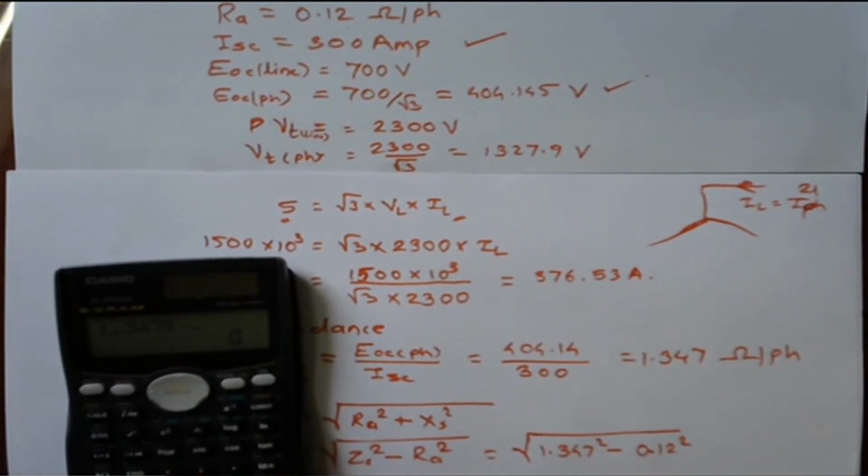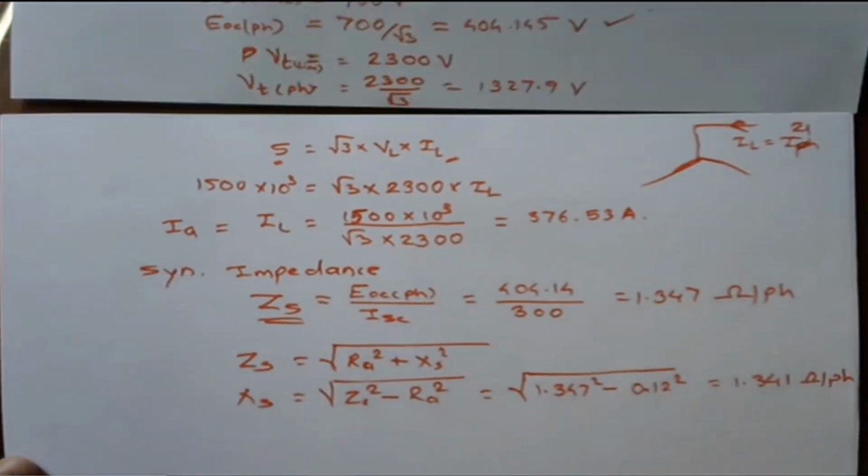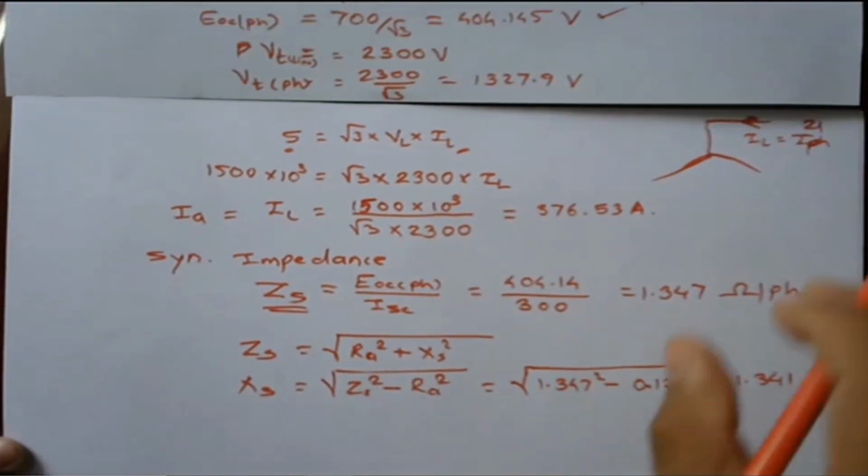1.347 square minus 0.12 square, square root of the answer. It is 1.341 ohm per phase. Okay, so I know all the values which are required for calculation of EPH, which is nothing but the no load voltage.